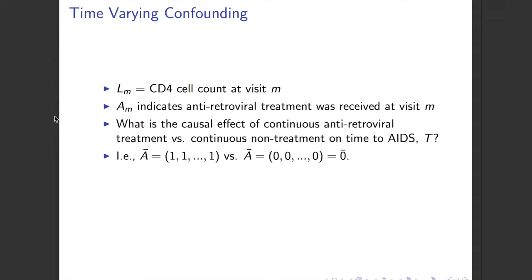That would be comparing A overbar with all 1s versus A overbar with all 0s. You can see that these define counterfactual outcomes, because maybe some people might get continuous treatment, but not everyone will. So we'll have to construct what they would look like had they received treatment continuously versus not. Because the treatment is over time, it has more dimension than a single treatment, and that's what makes the problem more complicated.